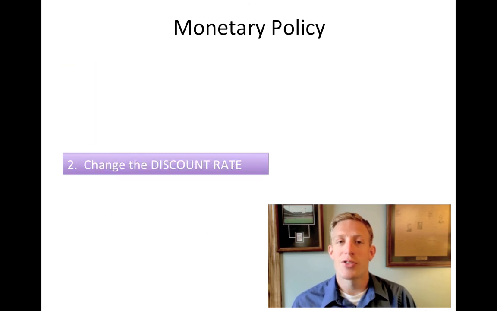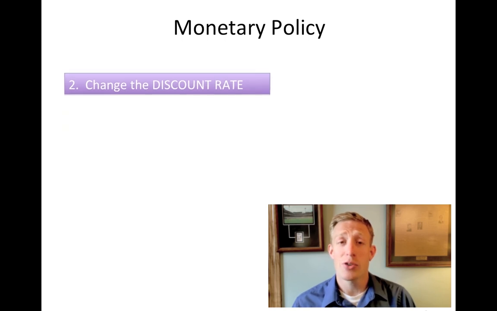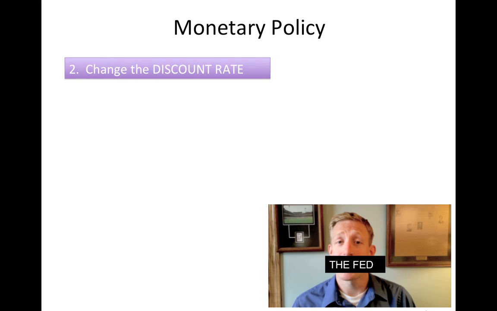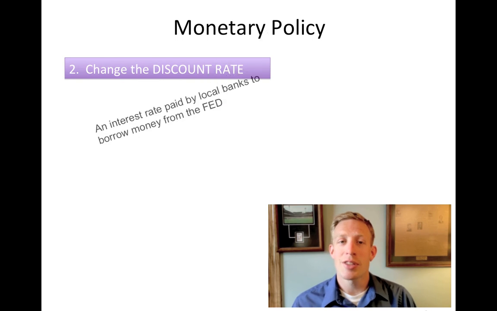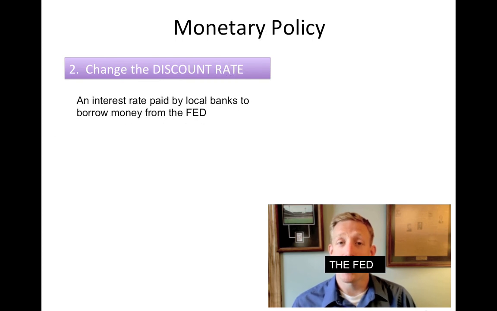The second tool of the Fed is to change the discount rate. The discount rate is an interest rate, but it's not an interest rate that I pay or you pay. It's an interest rate that banks pay to borrow money from the Fed. If a bank is in danger of missing its reserve requirement, they can borrow money, but they have to pay an interest rate to do that, and the Fed sets that interest rate.